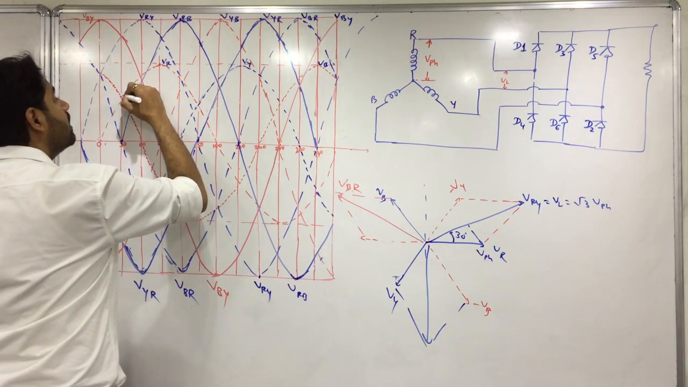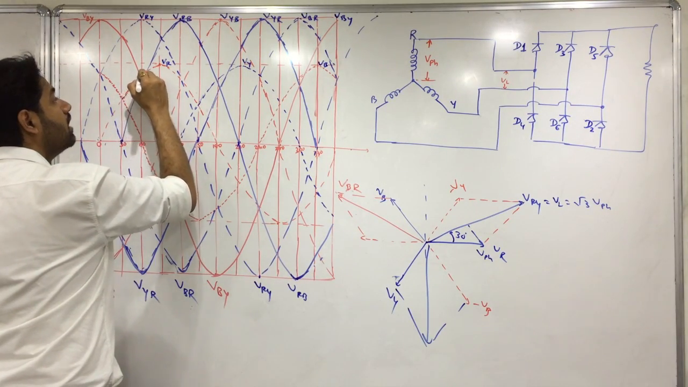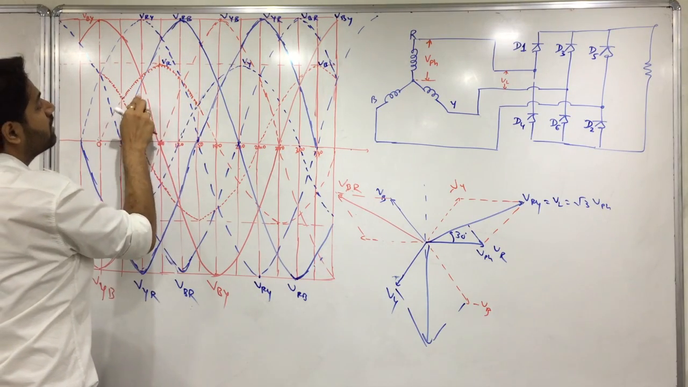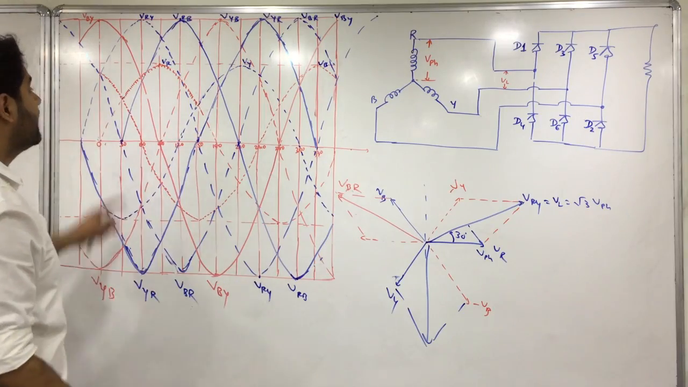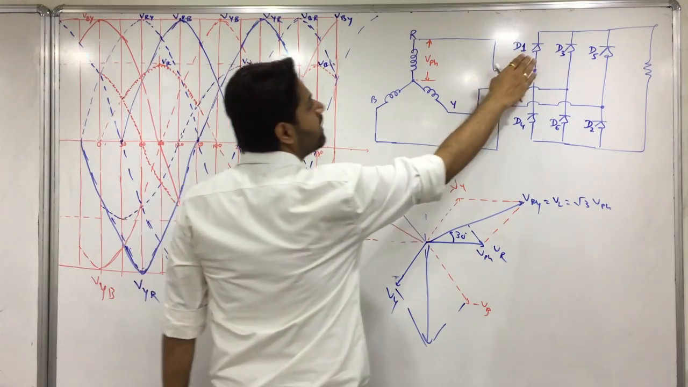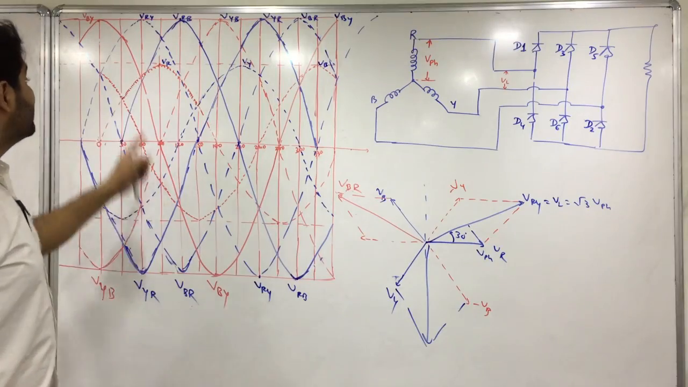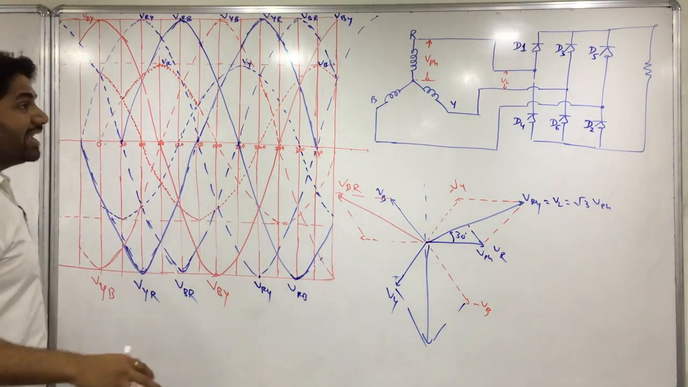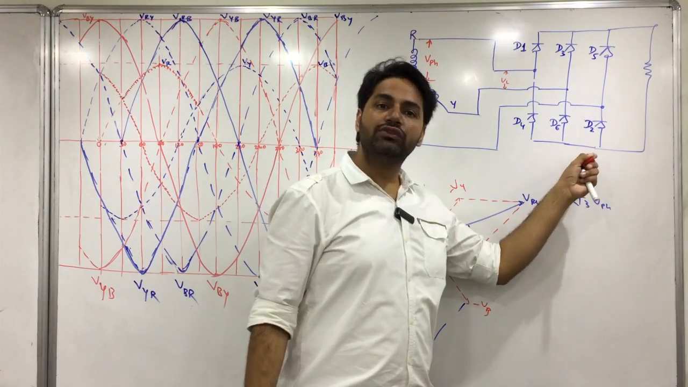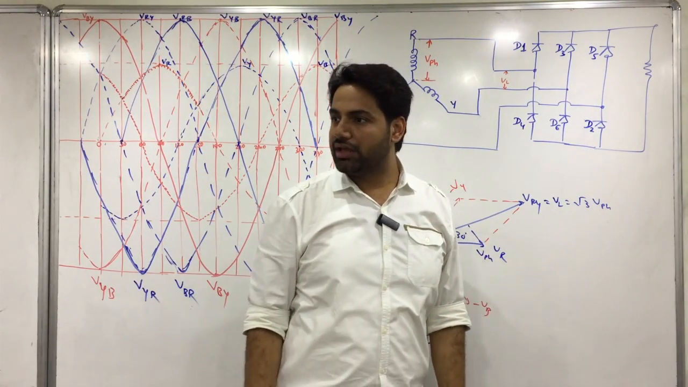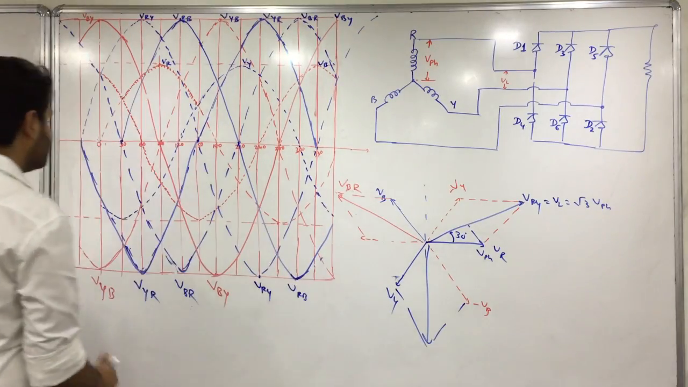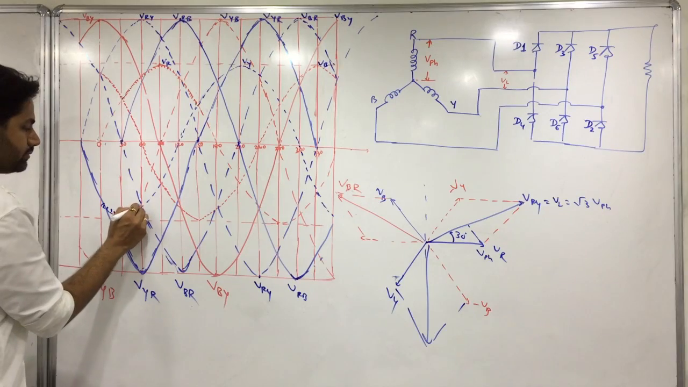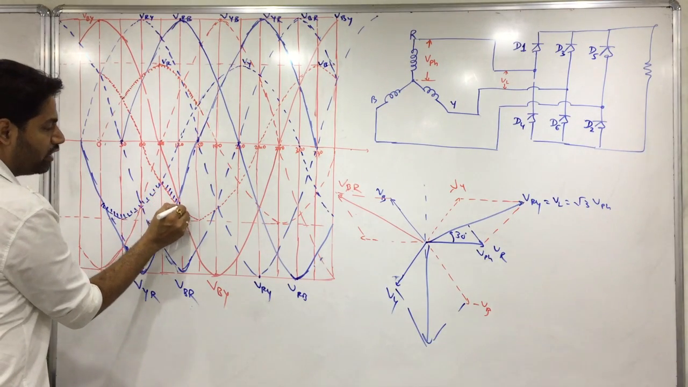from here till this point, 30 to 120 degrees, VR will be conducting, right? Because it is the maximum voltage appearing across it. Okay. At the same time, these diodes will conduct when you have the minimum voltage appearing in the system. Fine. Minimum voltage is what? This is my minimum voltage everywhere.